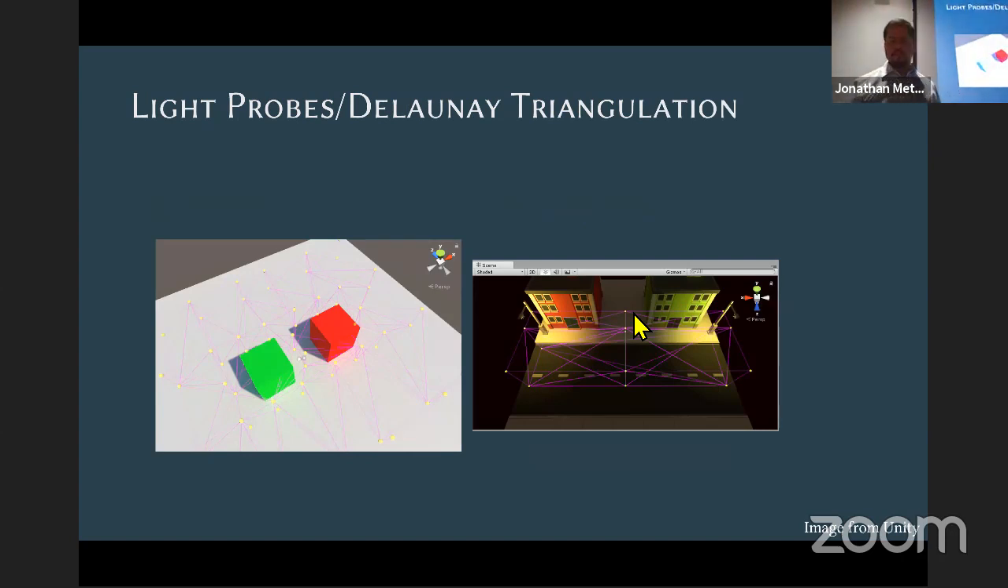This is how you might see light probes in Unity. This is just an example. I guess this is, in fact, how we do real-time global illumination inside of a video game.